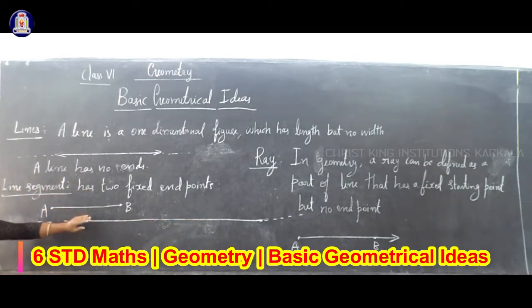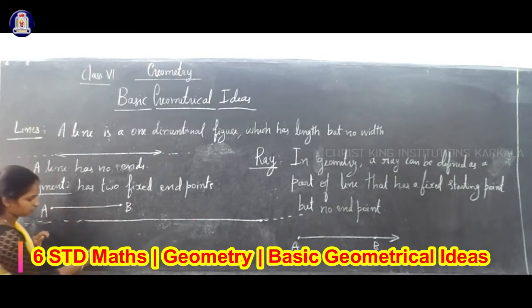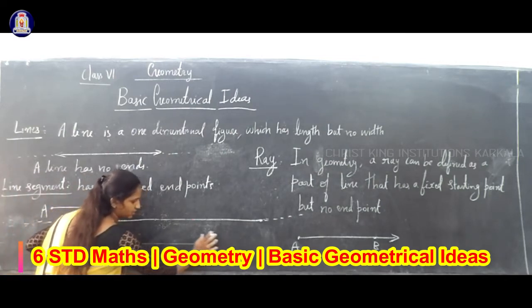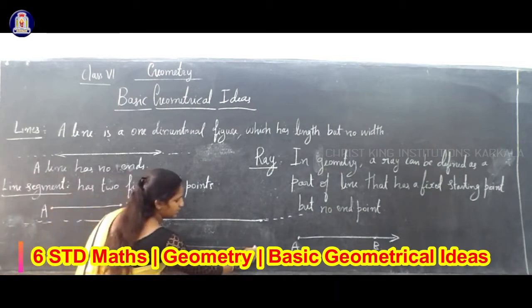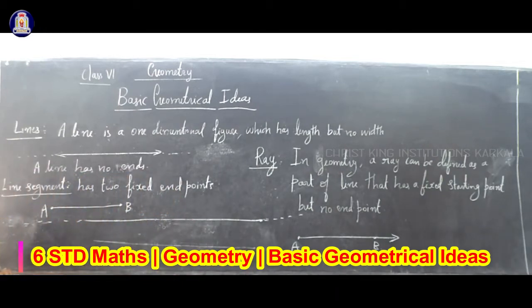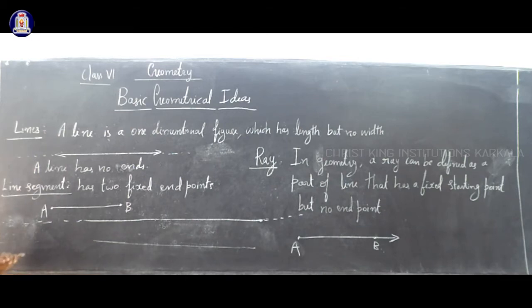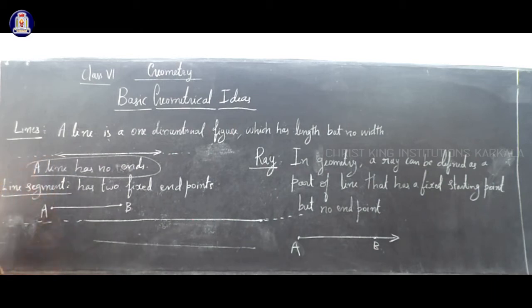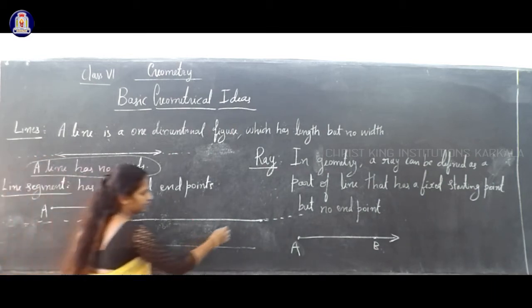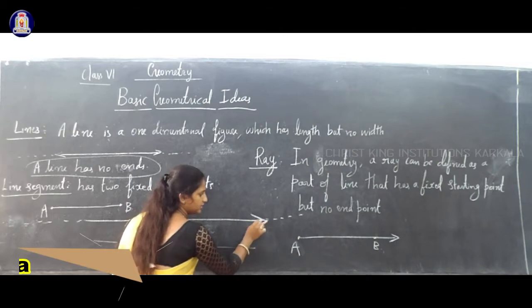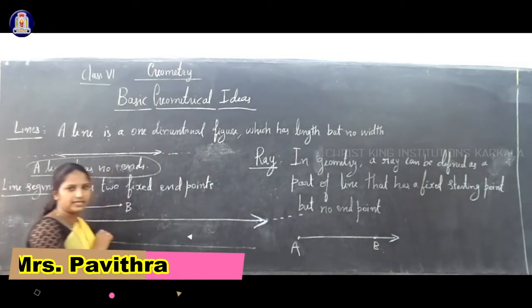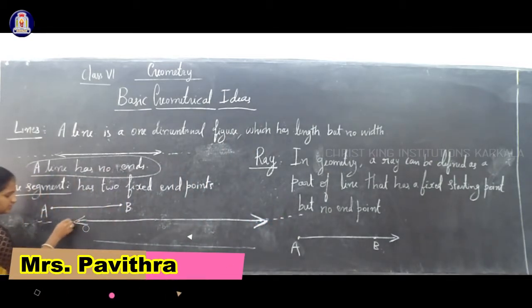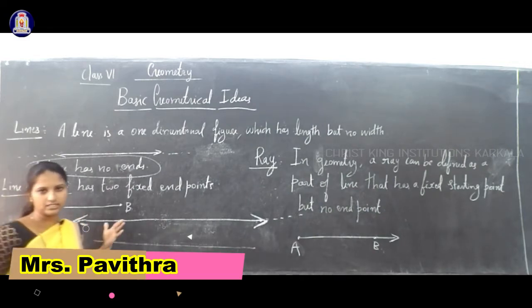But it has a length but no width. Can you say that this is a width? You can draw a small line also. So here there is no width. You can draw length but no width. This is a one-dimensional figure. A line has no end points. That means if you represent this with an arrow marker, this line can be extended. On this side also you can extend this line. So this is what a line is.